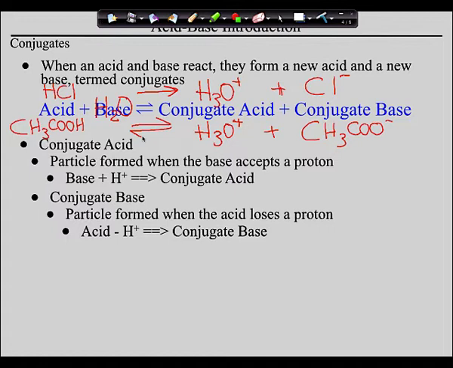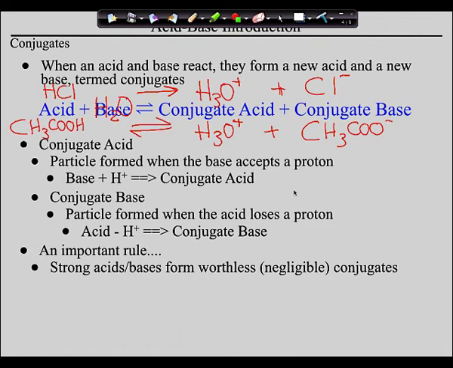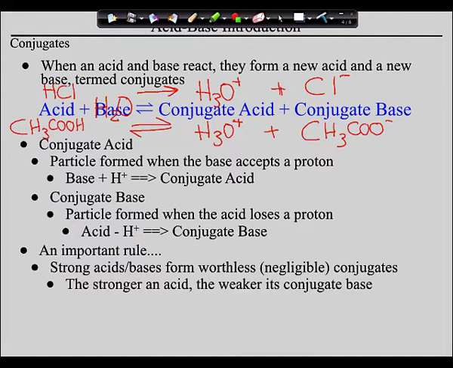So guys, let's put this in word form. This is very, very important. And it goes like this. The important rule is this. Strong acids and bases form worthless conjugates. And as a matter of fact, the stronger the acid is, the weaker its conjugate base is. And we will quantify that when we start talking about Kw is equal to Ka times Kb, which we'll do in the next unit.